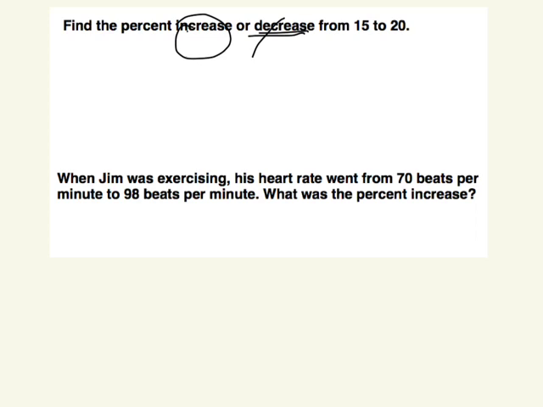Well, first of all, we have to find the amount of change. When it goes from 15 to 20, it changes by 5. And then according to our equation, we have to put it over the original amount, which was 15. We know it's the original amount because in our word problem it says "from." This usually tells us that this is the original amount, and "to" tells us that this is the new amount.